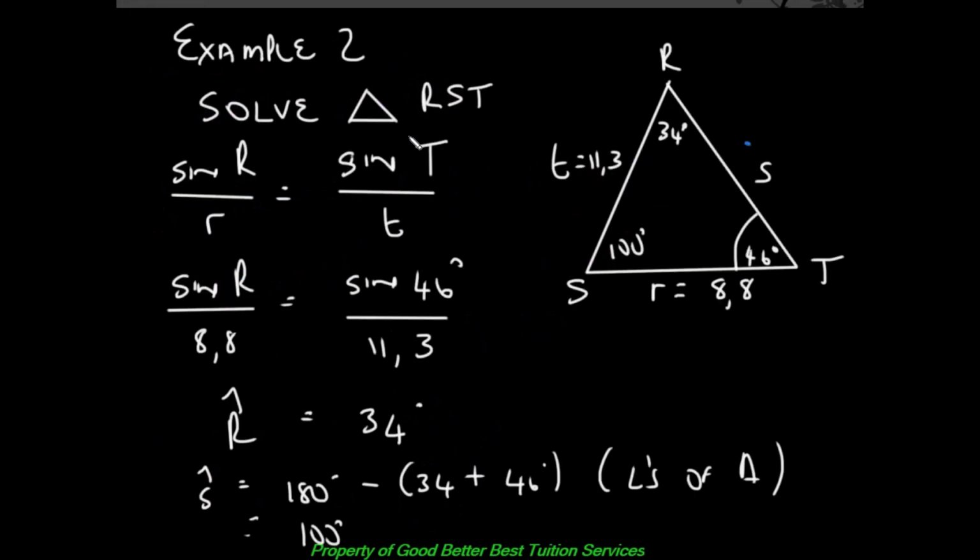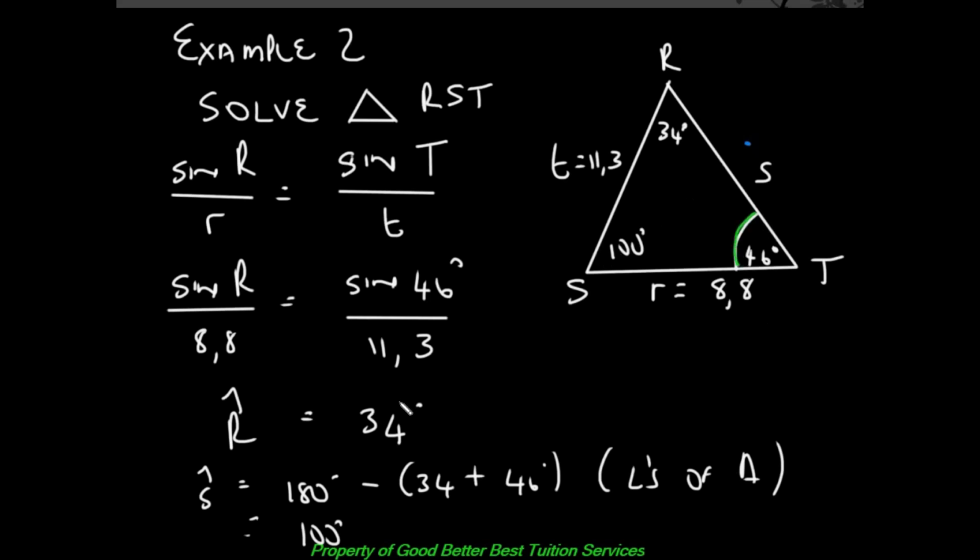Let's look at example 2. Again, we need to solve for the triangle. We have angles that are given. We needed to find angle R and we needed to find angle S. So the only given angle was angle T.